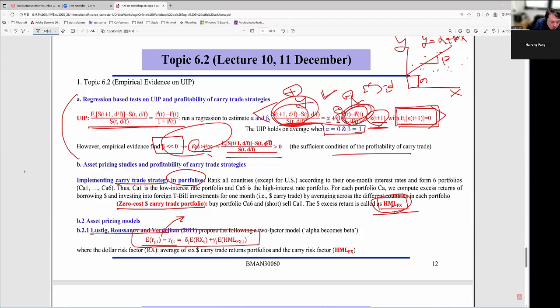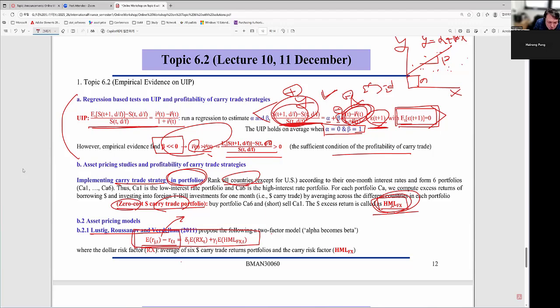Once you find that, you're going to implement that strategy in a portfolio. In the carry trade case, you rank all countries based on interest rate. But with the new statistical model, with the new strategy, you're going to rank all countries in terms of the new strategy, form portfolios, buy one and sell one to develop the new portfolio based on the new strategy. And then, if you are able to make a return from that, that return could be explained as a risk premium.